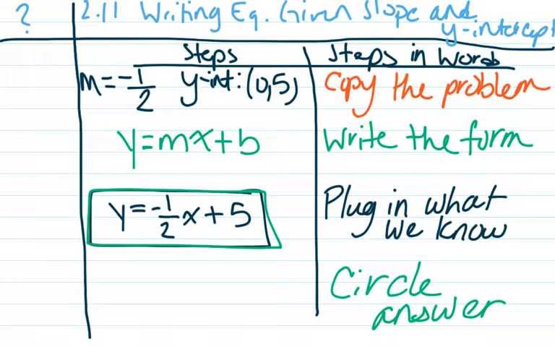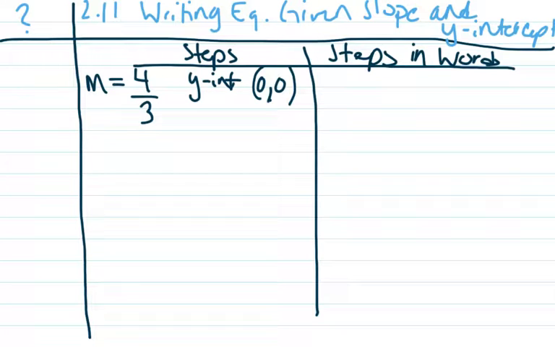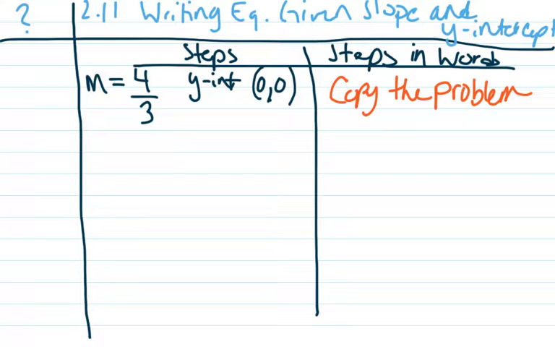Okay. Let's go ahead and do 2 more examples. So we have m equals 4/3 and the y-intercept is (0, 0). So first thing we're going to do is copy the problem. And then we are going to write the form.